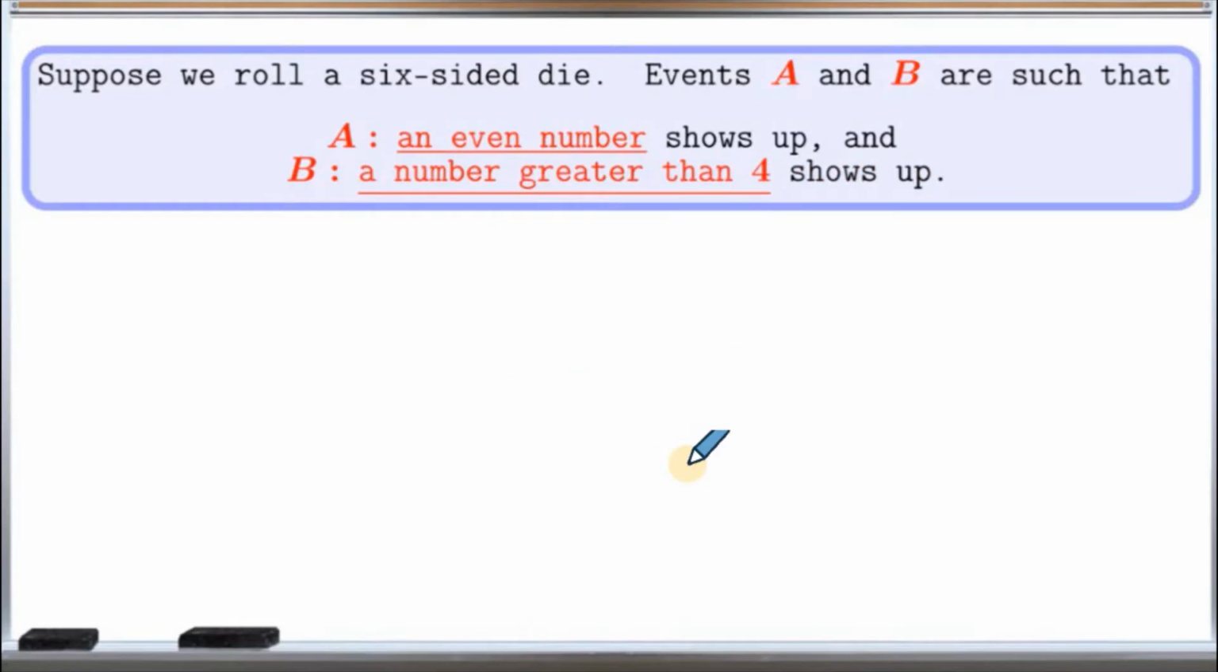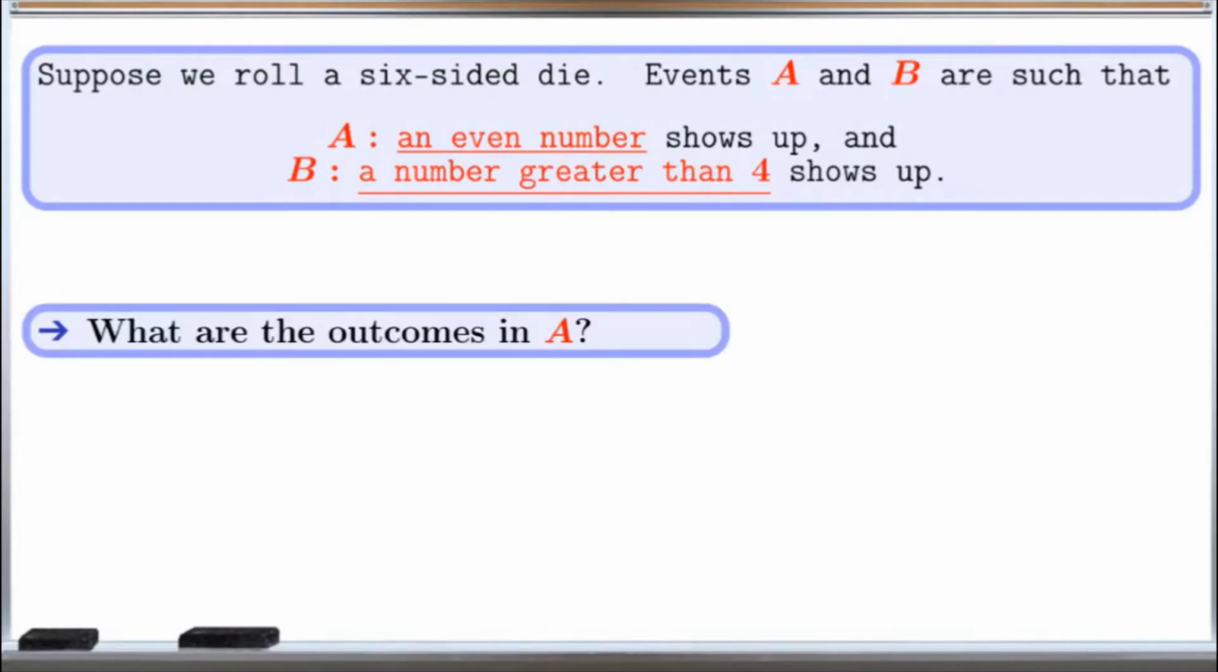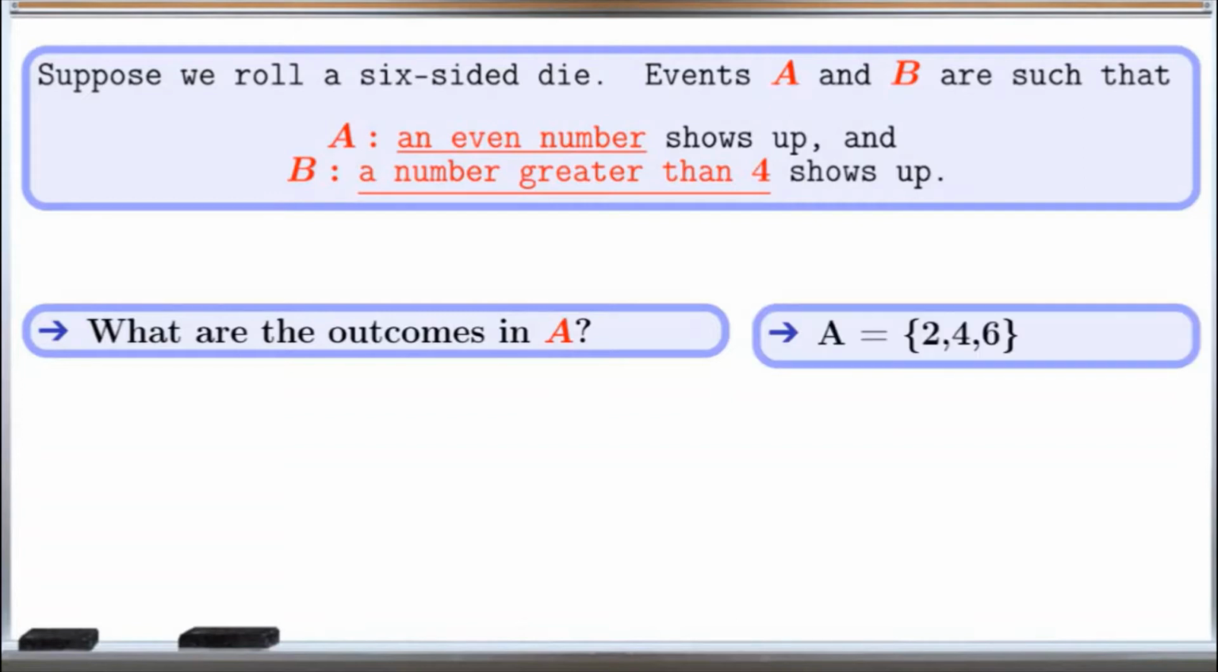So let's look at this example here. Suppose we roll a six-sided die. Events A and B are such that A, an even number, shows up and B, a number greater than 4, shows up. Now we have to find what are the outcomes in A. So the outcomes in A are 2, 4, and 6.